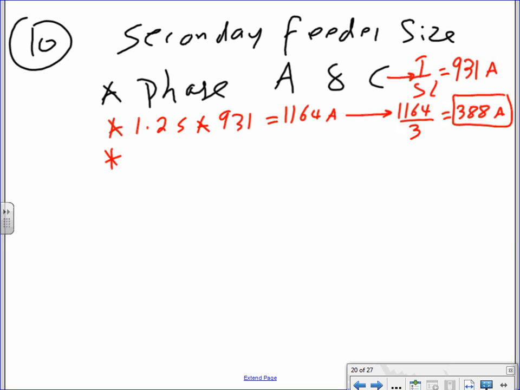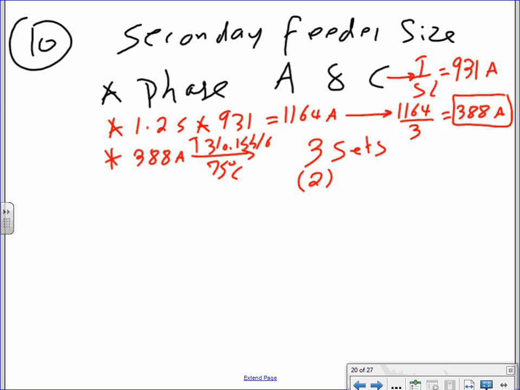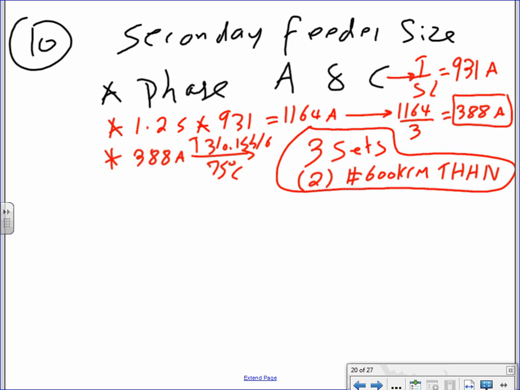Then, gentlemen, you come over here and you take your 388 amps. You're going to take them to table 310.15 B16 under 75 degree column, because this is 240. You're going to end up with 3 sets of 2 conductors, right? Each one of them is number 600 kcm THHN. Can you guys see that? That's for phase A and B, right? Makes sense? I paralleled 3 sets.